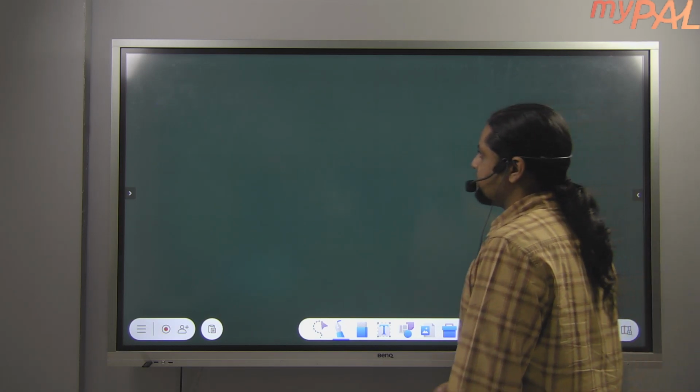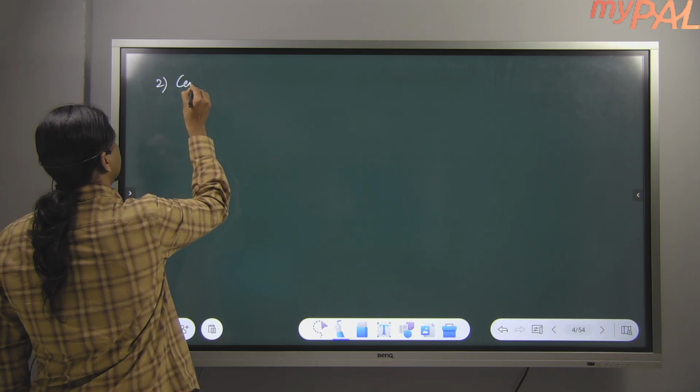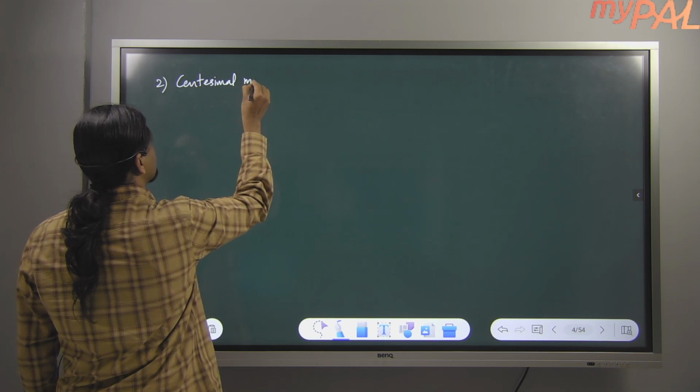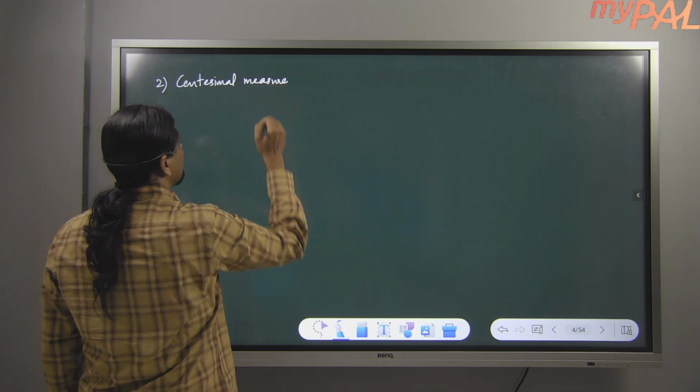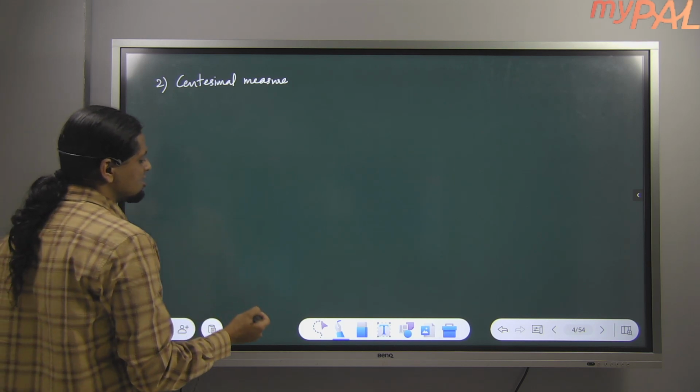The next type of measurement system is going to be centesimal. Centesimal measuring system. Centesimal measure. Cent means 100 in English.